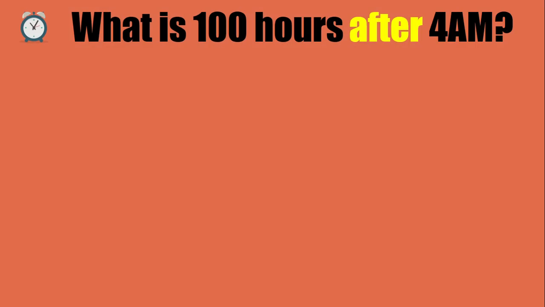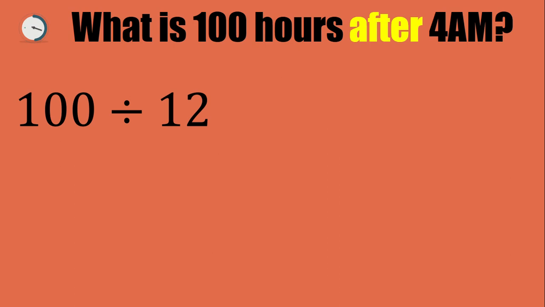Let's have another problem. What is 100 hours after 4 a.m.? It is obvious that we cannot count that 100 hours after 4 a.m. So for us to solve this, again, we're going to use the concept of the modular arithmetic, wherein we divide that 100 hours by 12. So 100 divided by 12, let's identify the quotient and the remainder. We'll have our quotient as 8 and the remainder as 4.